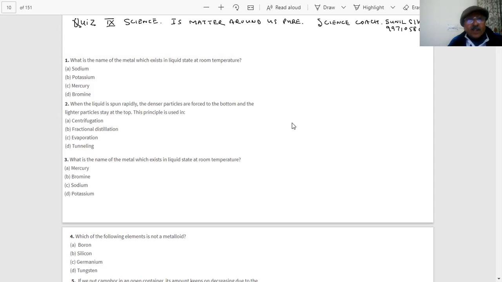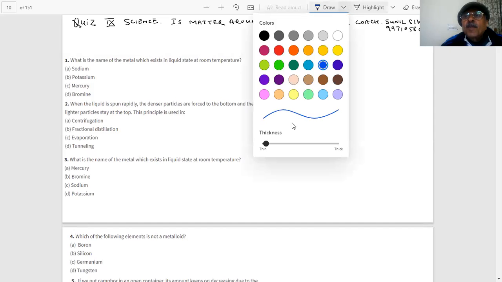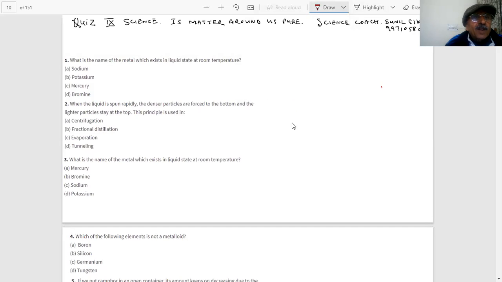Coming to the quiz, question number 1 is on the screen, students. What is the name of the metal which exists in liquid state at room temperature? Mercury. Okay, such a fast answer coming from the students shows the confidence of the students. Mercury is the correct answer. And Anya is getting full marks for that. Question number 2 on the screen, students.